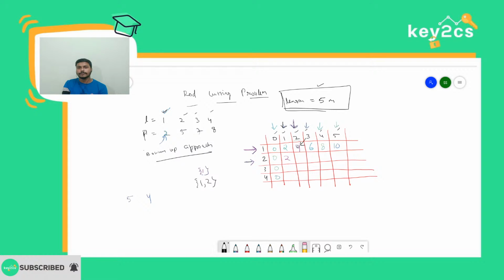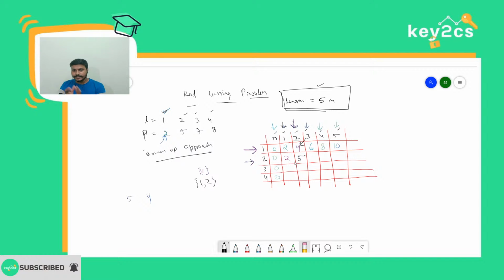So if you take a 2 meter rod, you are getting profit 5, and the previous profit was 4, so we take the maximum. Why are we going for maximum? Because the problem is about maximizing the profit. So the maximum is the current one, 5. So you would go with 5. This value would be 5.